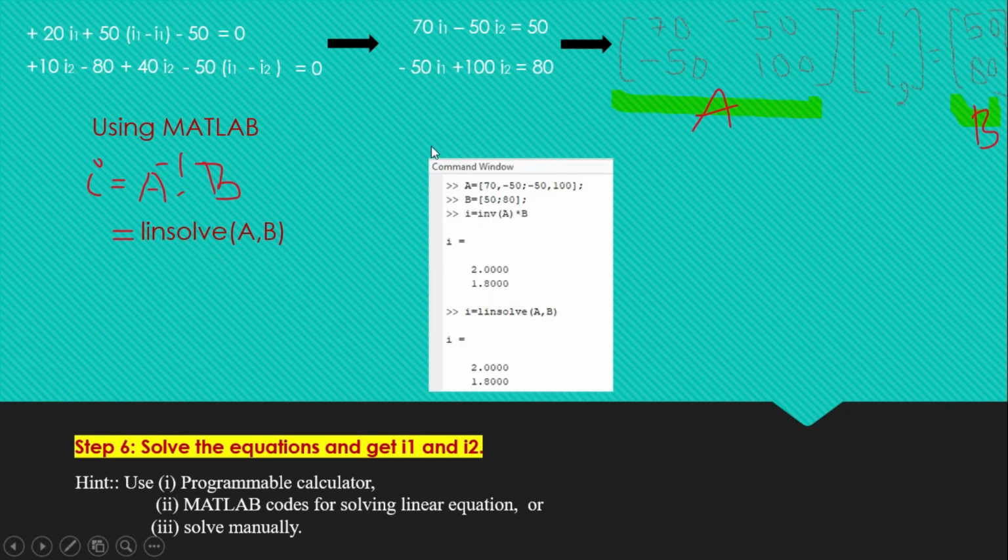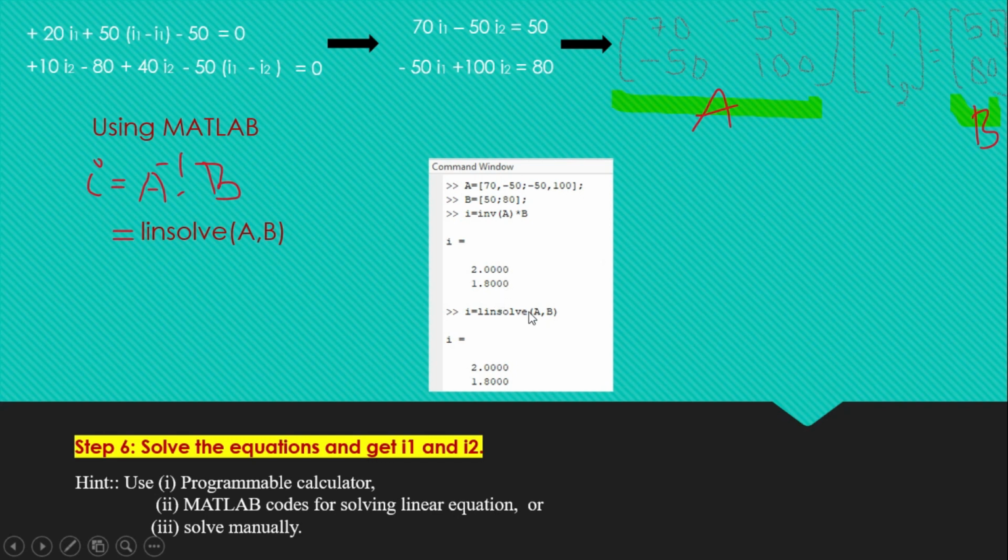If I write the code something like this, and if you are familiar with MATLAB coding, then you can understand this code. The matrix A we are writing in this way from this data. The matrix V we are writing from this data. And once we know the values of matrix A and matrix V, we will put this formula I equals inverse of A multiplied with V, which is this one. So I will get the values of currents 2 and 1.8.